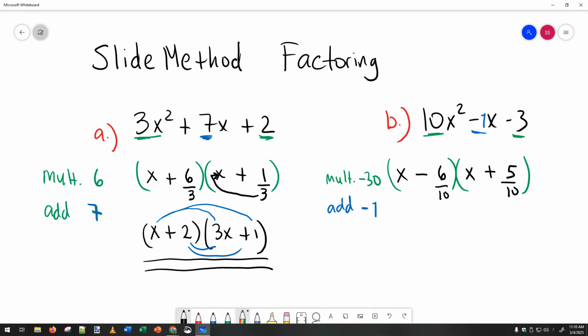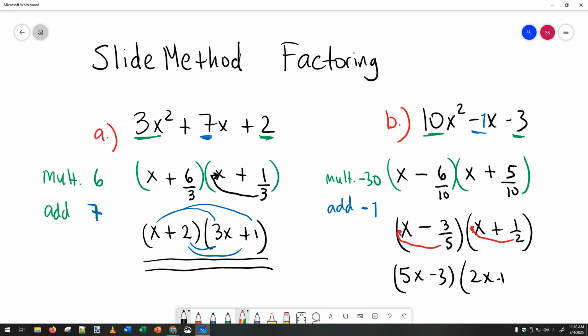So 6 over 10 is the same thing as, if we divide both of these by 2, we would get 3 over 5. Okay, and then 5 over 10 is the same thing as 1 over 2. Now we can slide the 5 up and the 2 up, and we should get 5x minus 3 times 2x plus 1, and these would be the factors of the original trinomial.